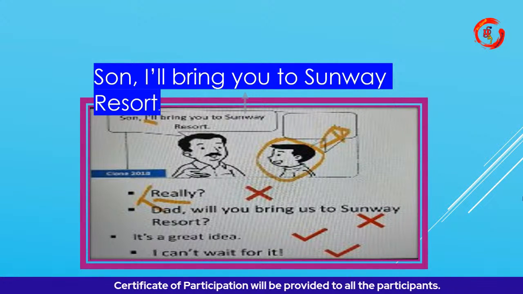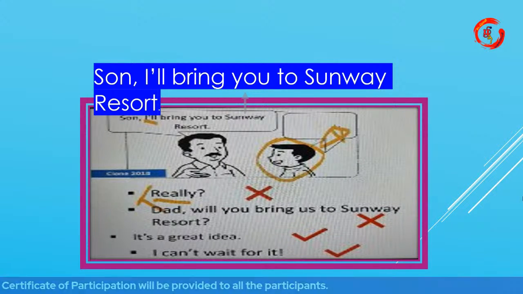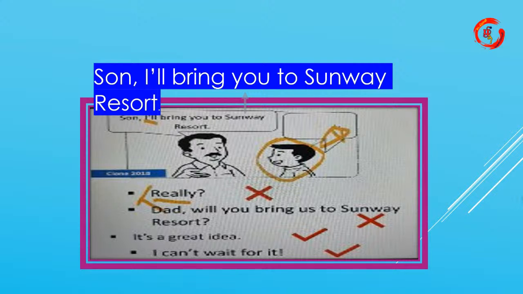The next one, look at this. Son, I bring you to Sunway Resort. Father is saying to the son. So, what will the son's response be? How can the son respond? The first one, really, it's a question there. That's wrong, okay? Number two, Dad, will you bring us to Sunway Resort? That's also not correct because the father is already telling that he's going to take him to Sunway Resort, right? So you don't have to question again.